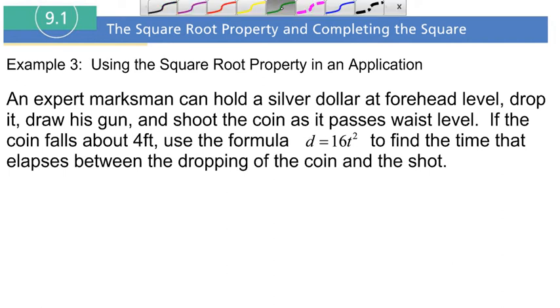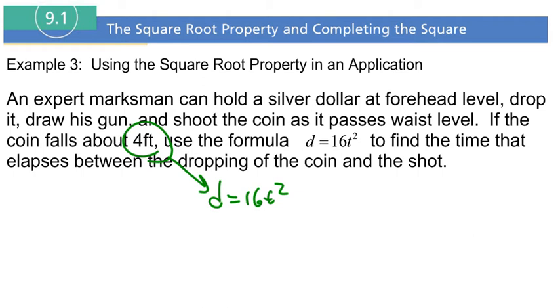Okay, so that means we would have 16t squared. That means I can replace my d with 4 feet. So we have 4 equals 16t squared. And that's why the question is find the time. And that's why we're going to be solving for t. And we just solve for t then.